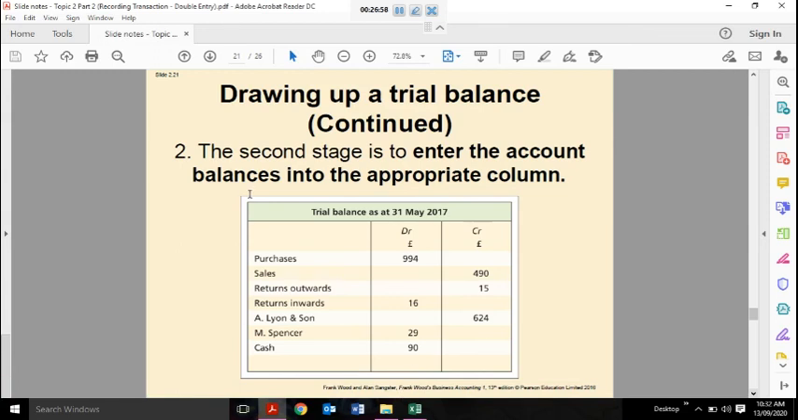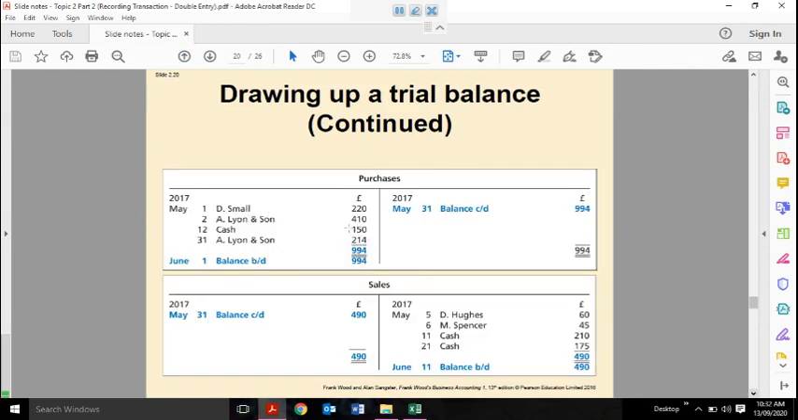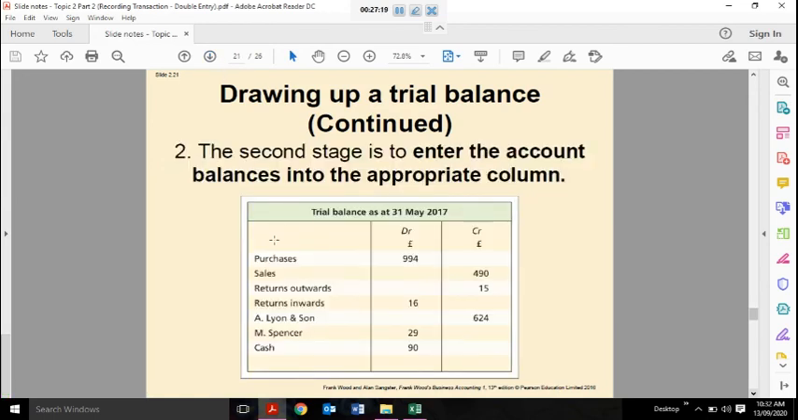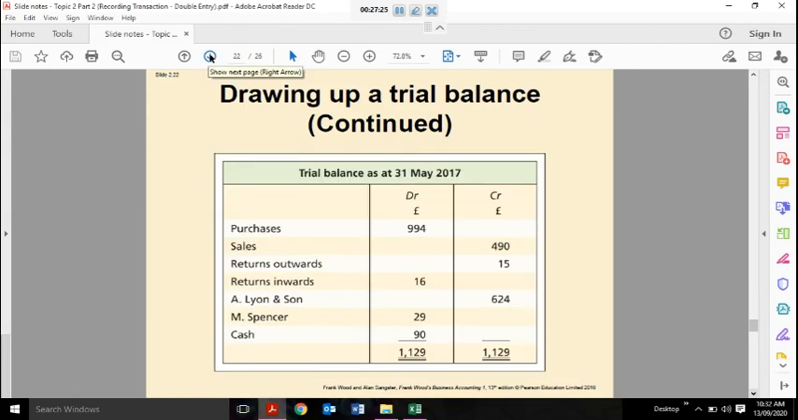So the second stage is to enter the account balance into the appropriate column. Just carry forward. If let's say yours is a balance on the debit side, then you write it there. You just carry forward from this one, you transfer. This one also you transfer. This is the sales account, credit; purchases, debit balance. You bring it to the trial balance format. This one, purchases, debit; sales, credit.